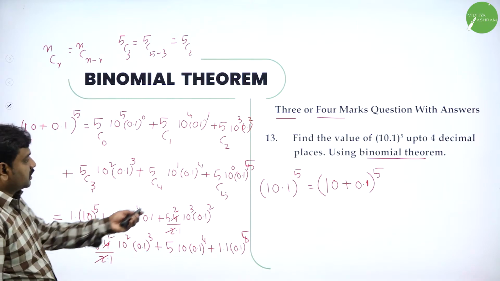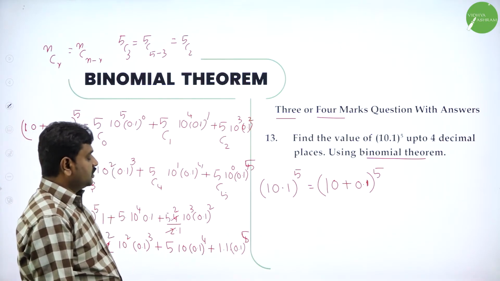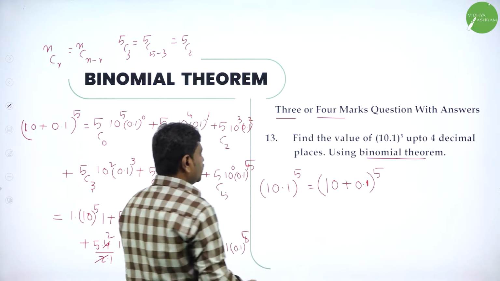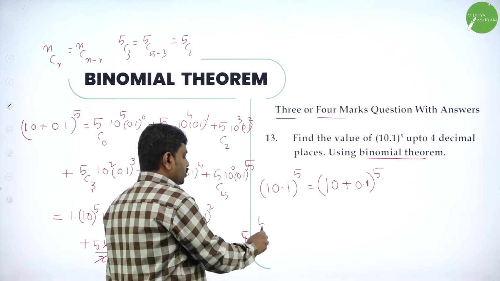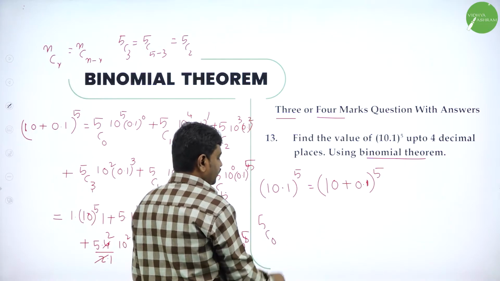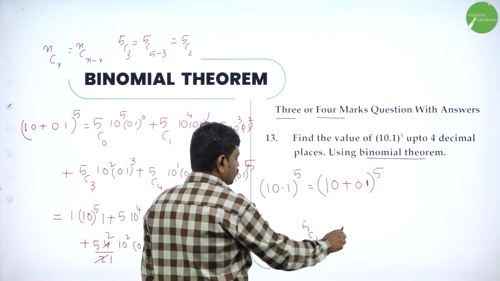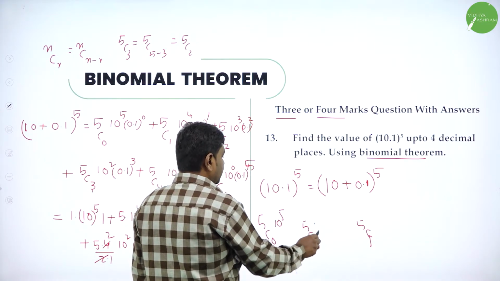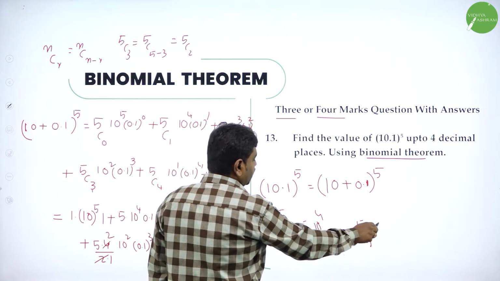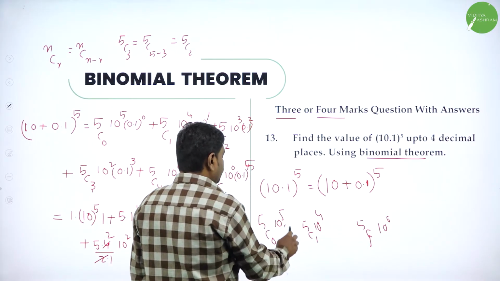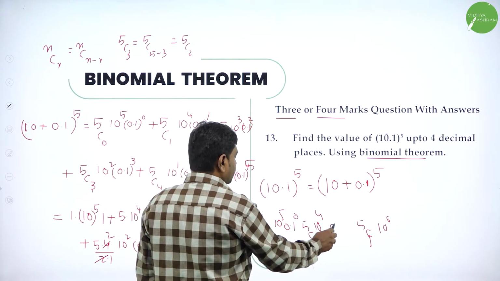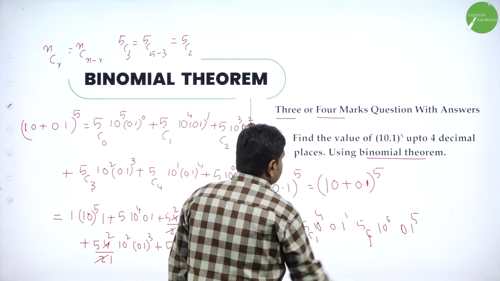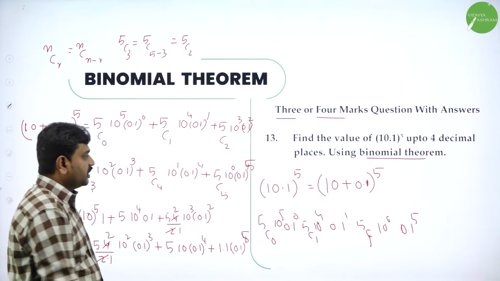So here, the complete expansion is using the binomial theorem. 10.1 can be written as 10 plus 0.1 whole power 5. So power 5, you start with 5C0 and end at 5C5: 5C0, 5C1, 5C2 till 5C5. And for 10, you take power 5 and go on decreasing, 10 power 5, 10 power 4, till 10 power 0. For the second term, 0.1, you take power 0, then increase power 1 till 0.1 power 5. Like that you expand, simplify and get the answer.